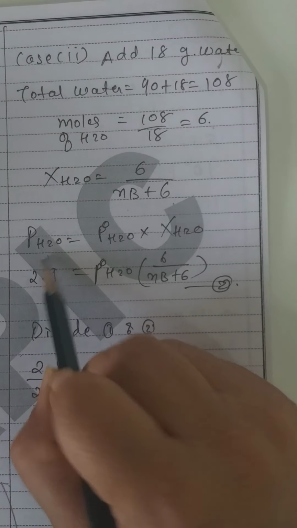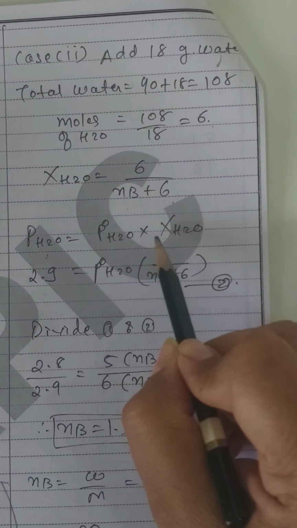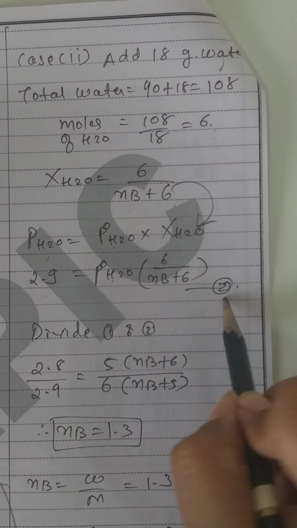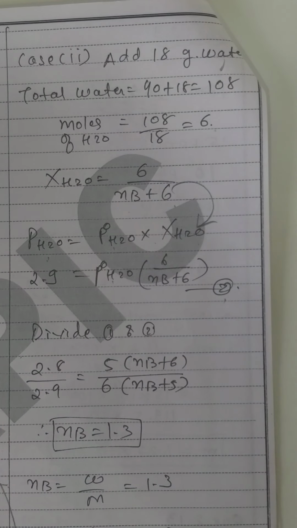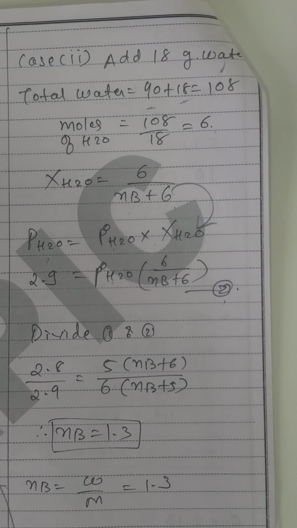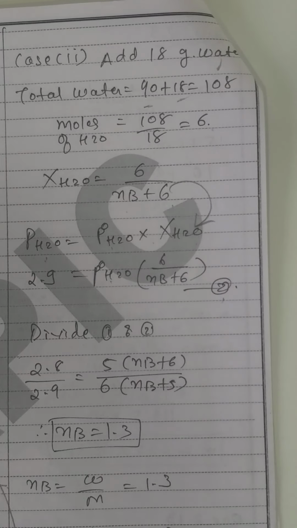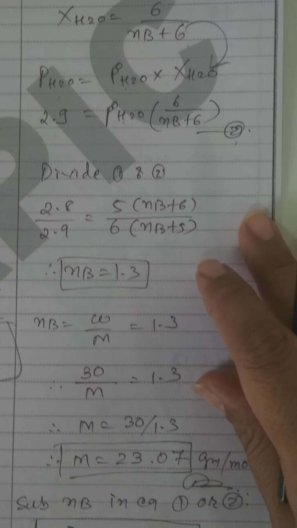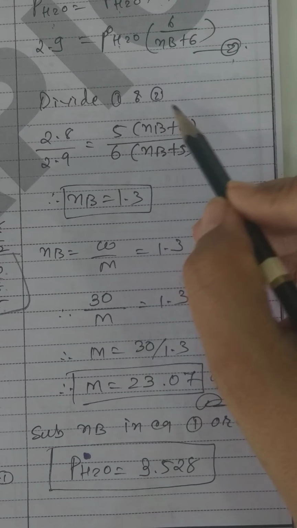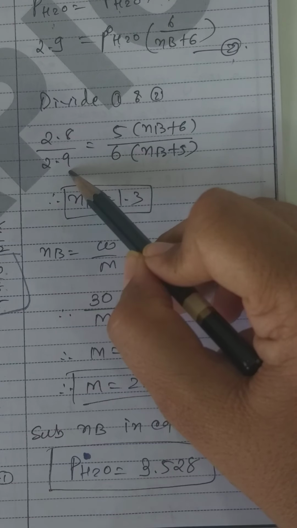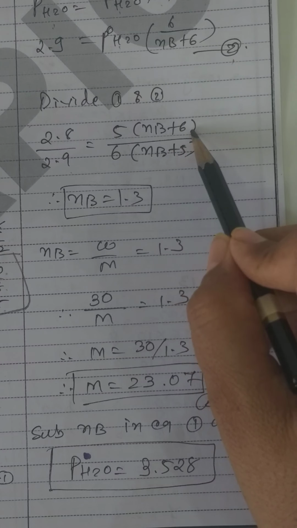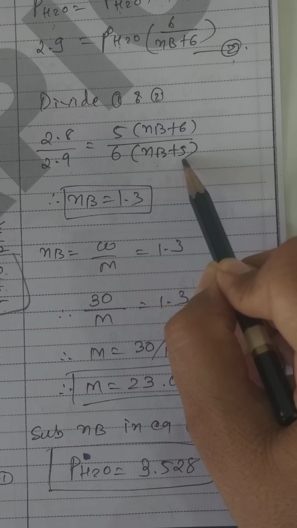So again by Raoult's law, PH2O is equal to P naught into XH2O. P naught XH2O is given here. We will substitute it. That is equation number 2. Same method as before, but the total water becomes 108, previously present plus newly added. Now divide equation 1 by 2 using simple maths: 2.8 upon 2.9, equals 5 upon Nb plus 6 and 6 upon Nb plus 5.